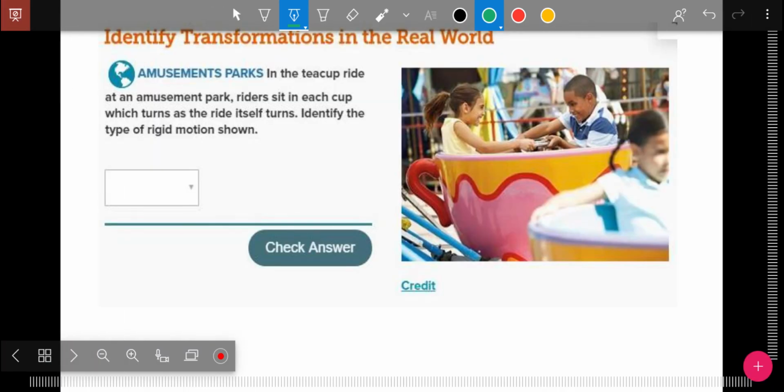The last thing we're going to do is identify what kind of transformation or isometry is occurring. Our answers are all going to be rotation, reflection, or translation. For this one, it's the teacup ride at the amusement park. Riders sit in each cup, which turns as the ride turns itself. So the cup's turning and the ride's turning. What type of rigid motion is shown? I think we know the key word is turning, and turning is rotation.